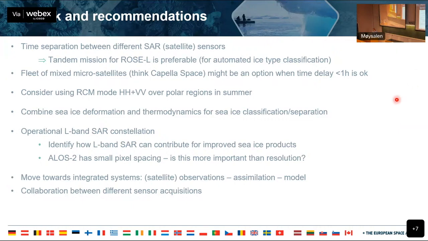We have the operational L-band SAR constellations coming up. How can we make the most out of the L-band missions that we're having, and how can we look at this into the future? And think about an integrated system: satellite observations, assimilation, and models. But all of these things would also need some collaboration between the different sensor acquisitions and the different satellite providers.